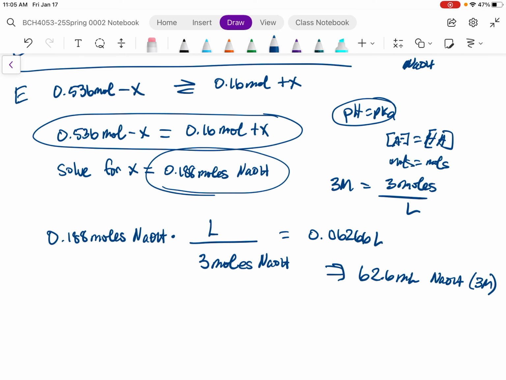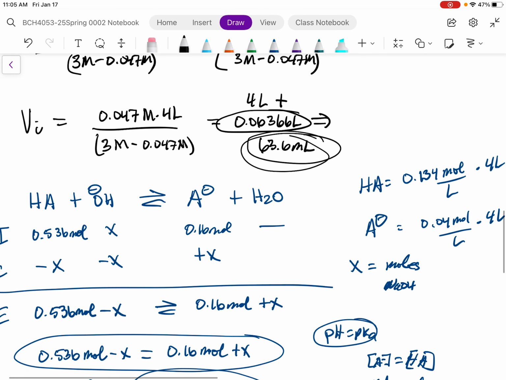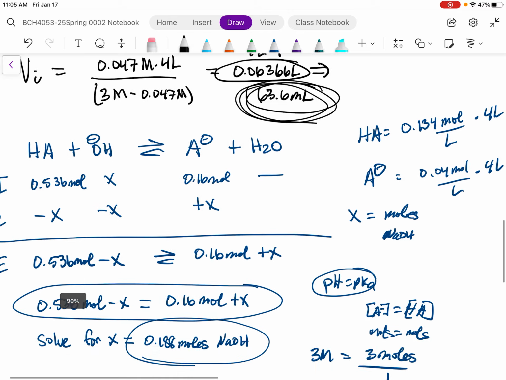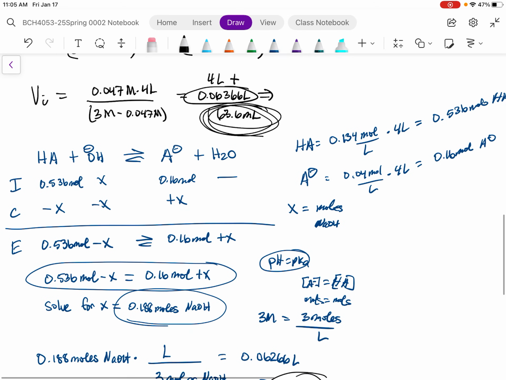Okay, so when we compare those answers, 62.6 milliliters versus 63.6, both are very, very close. One's more accurate than the other, but if you do either one of these on exam day, both would be counted correct for full points.